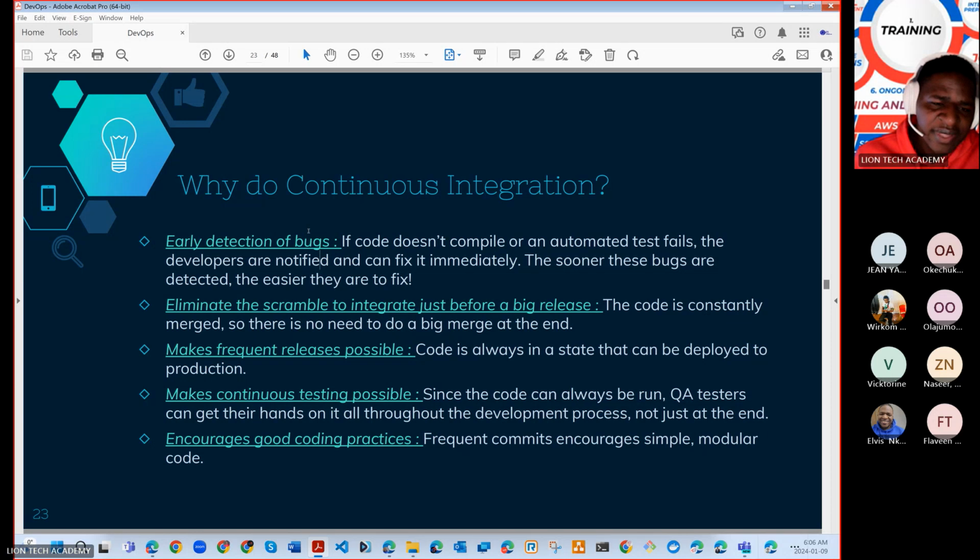It's a bug. This then leads to what? We can eliminate the scramble to integrate just before a big release. The code is constantly merged, so there is no need to do a big merge at the end.